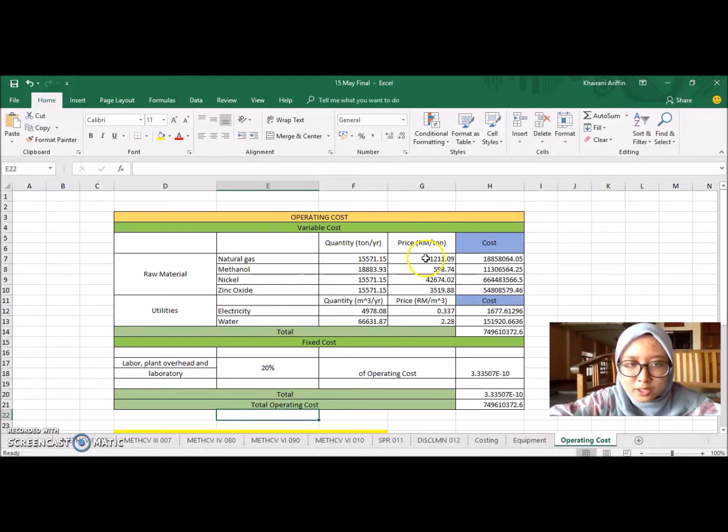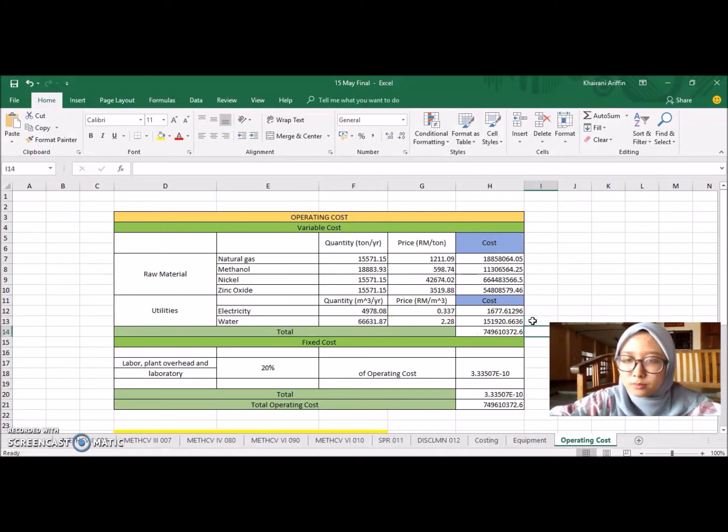This is the price for each raw material, and this is quantity for each raw material. For the quantity, we convert the productions of the raw materials from kg per hour to the ton per year. So to get the cost, we times the quantity with the price. Same goes to the utilities. For utilities, we use electricity and water, and we get the price. So to get the cost of the electricity and water that we use, we time the quantity with price. The quantity, we convert it from meter cube per hour to meter cube per year.